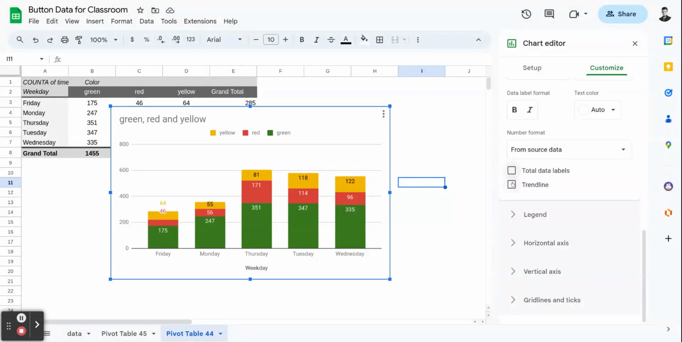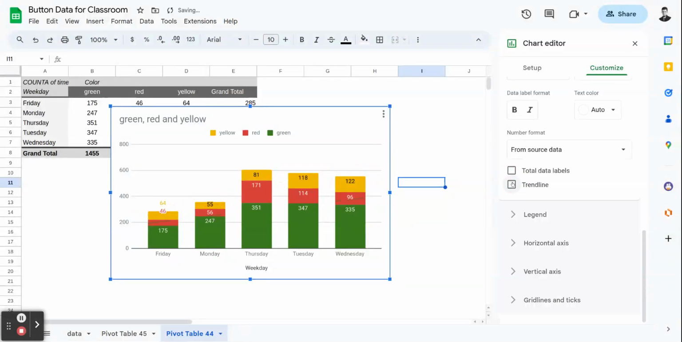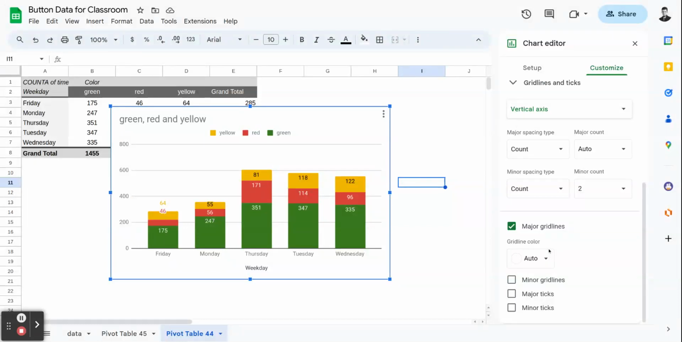Trend lines sometimes are helpful, sometimes aren't. The idea that each of these values is trending up is somewhat interesting, but it's not really that interesting. But they're fun to play with. The other thing I like for readability is to go down here to grid lines and ticks and just sort of decide. So major grid lines, that means these lines that are going across, you really need those just so you can see how things compare.